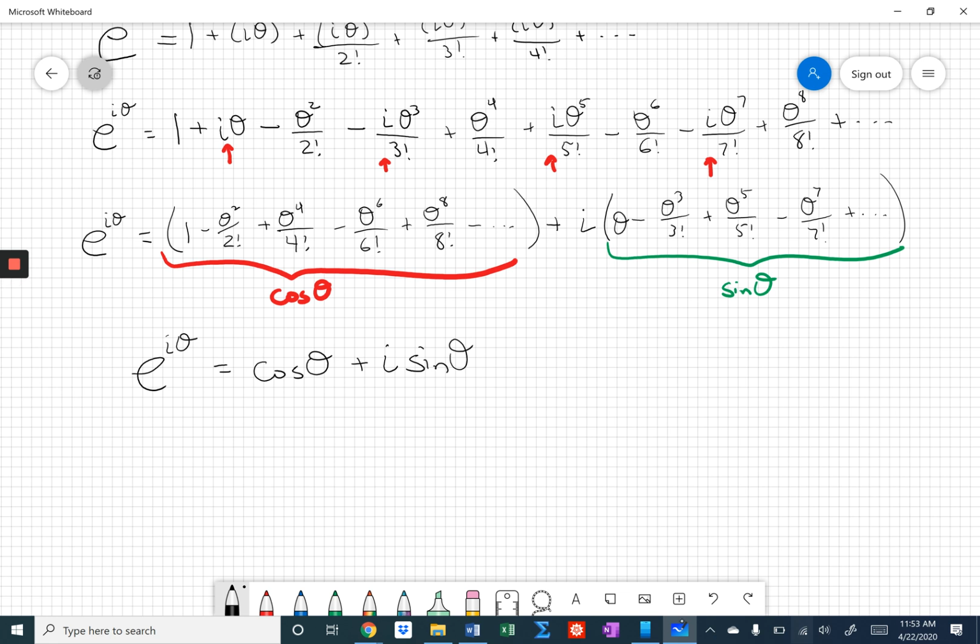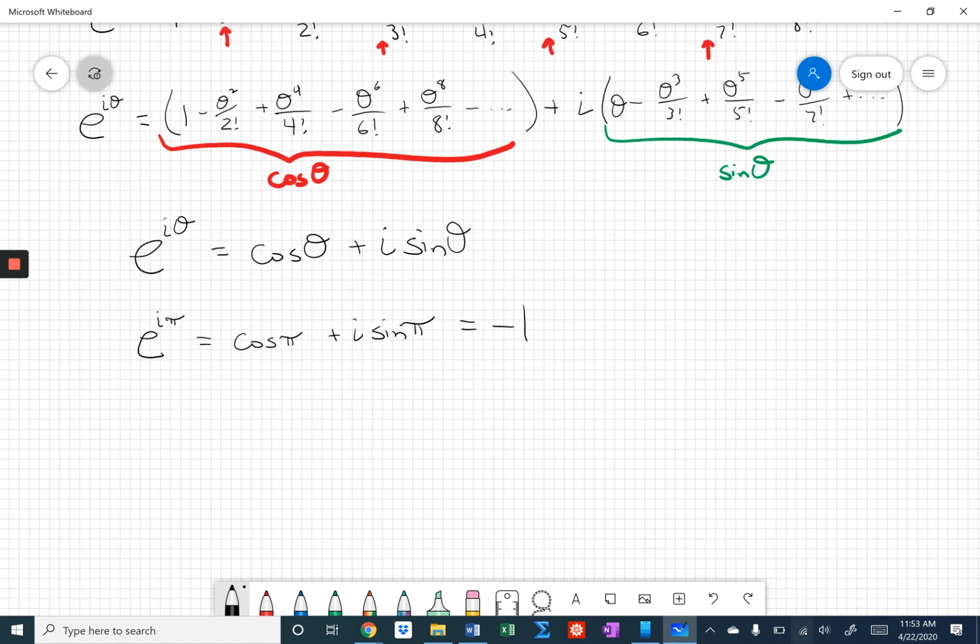So we only have one more step left for this. Now we're just going to replace theta with pi, since theta was an angle measurement, or just a real number, really. And we'll use pi as our angle measure, or number. And so what does this become? This becomes cosine of pi plus i times the sine of pi. And if you recall, cosine of pi, that's just -1. Sine of pi is 0, so plus 0, which I'm not going to write. So e to the i pi is going to be equal to -1.